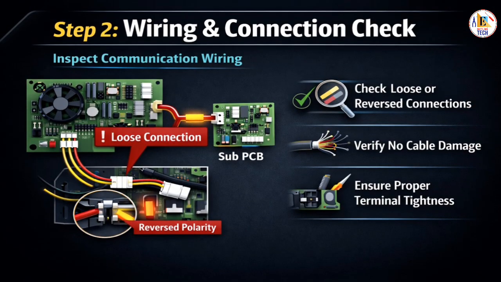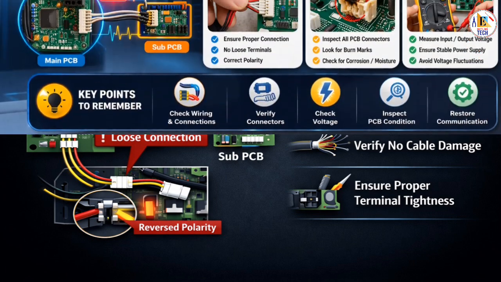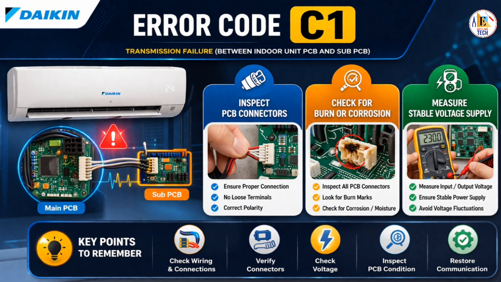Step 2. Wiring and connection check. The next step is to inspect the communication wiring connecting the indoor and sub PCBs. Carefully check for loose or reversed connections, as even a single misplaced wire can cause a C1 communication failure. Look for visible damage to the cables, such as fraying or cuttings, and make sure all terminals are tightly secured. Proper wiring ensures smooth communication between the PCBs, and correcting any issues here can often resolve the error without needing expensive repairs.